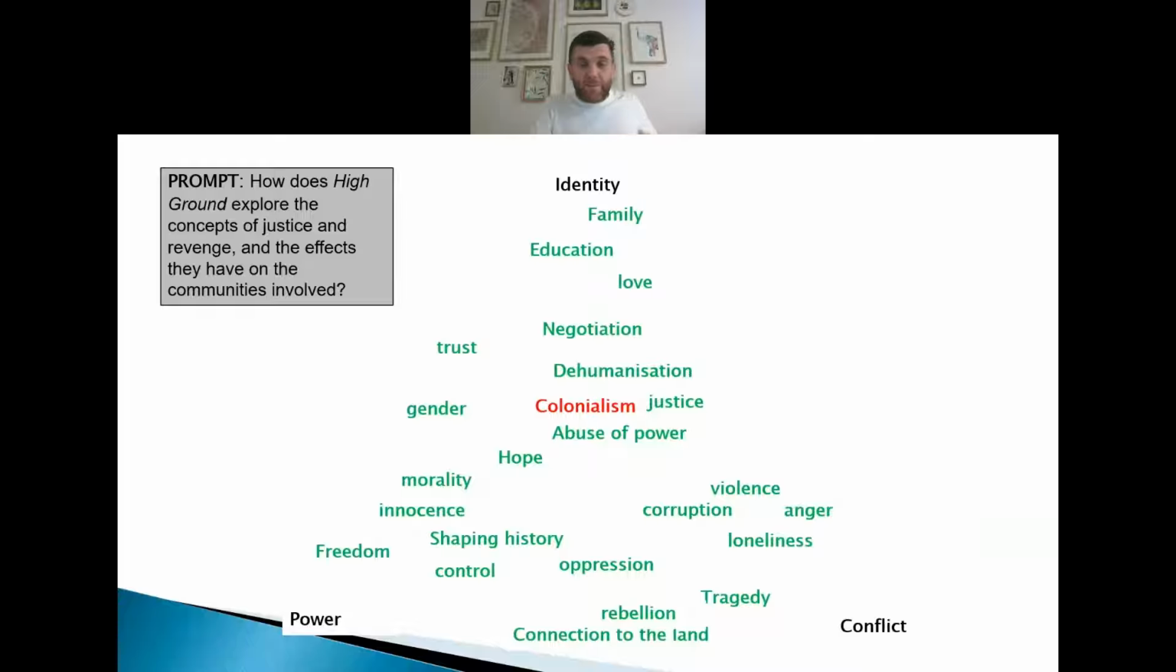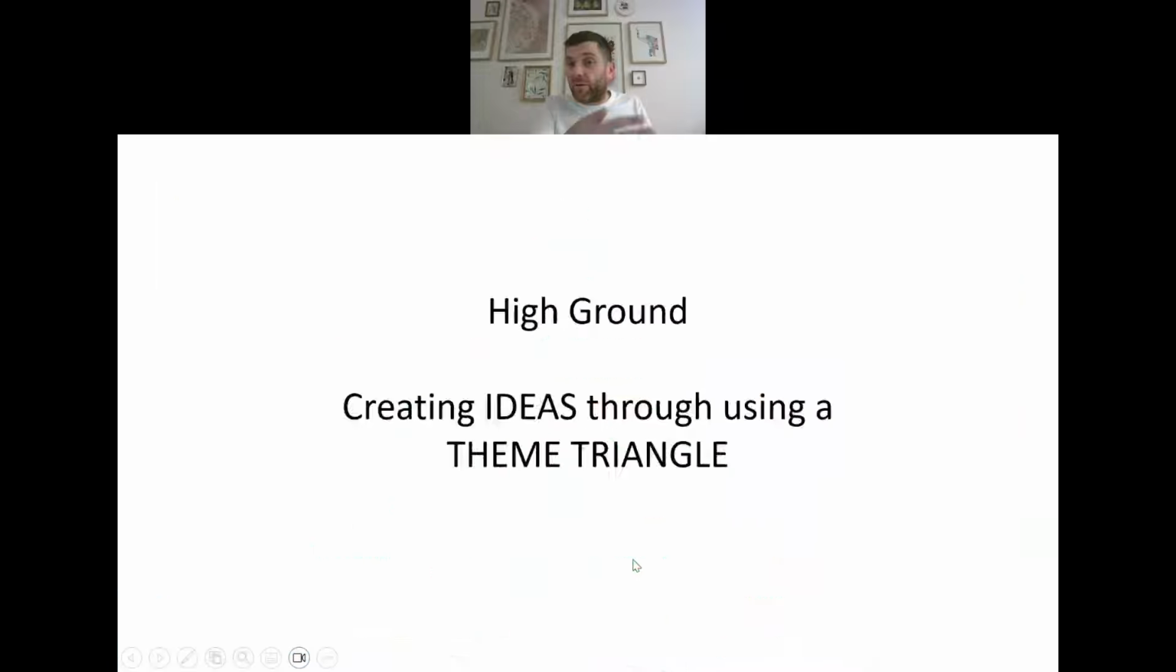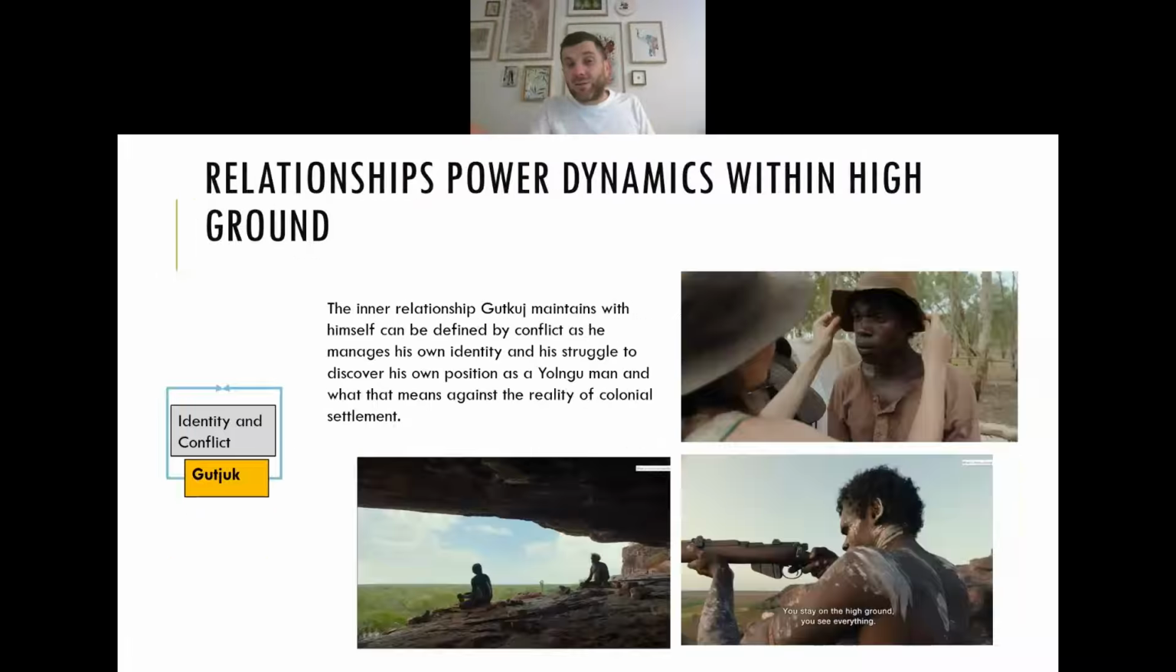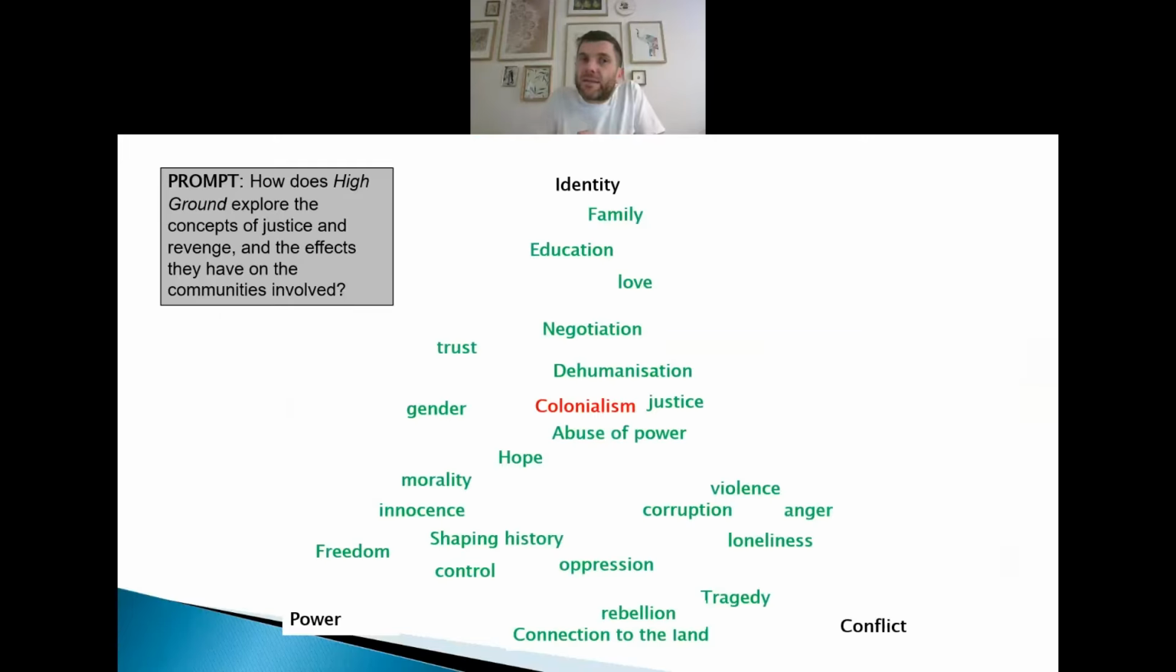If we go back to this screenshot here of the gun, he's chosen revenge, he's chosen violence, and the cost for him is that he loses his freedom. So in this instance, you might want to say, okay, I'm going to talk about how the cost of revenge is the loss of freedom.